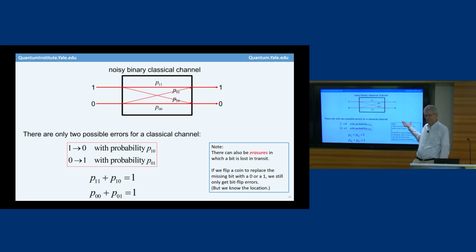And this concept of erasure errors has become very important in quantum error correction these days, and something we're actually working on.